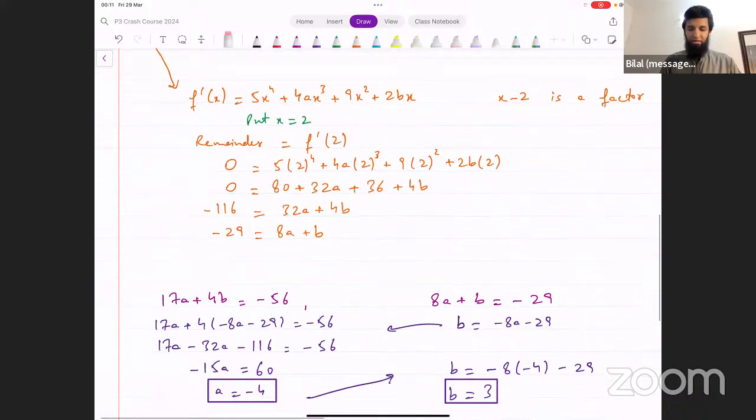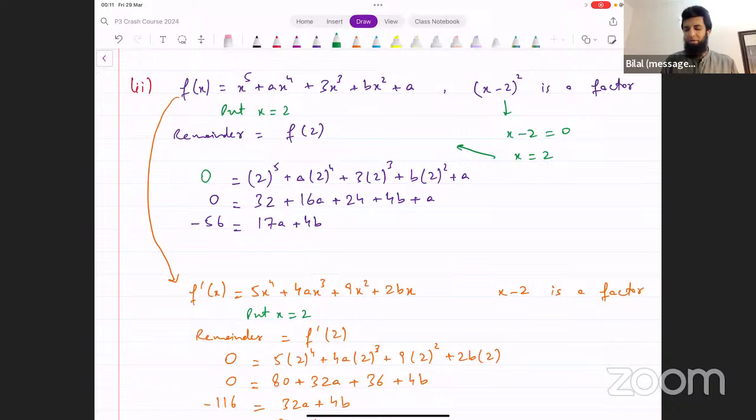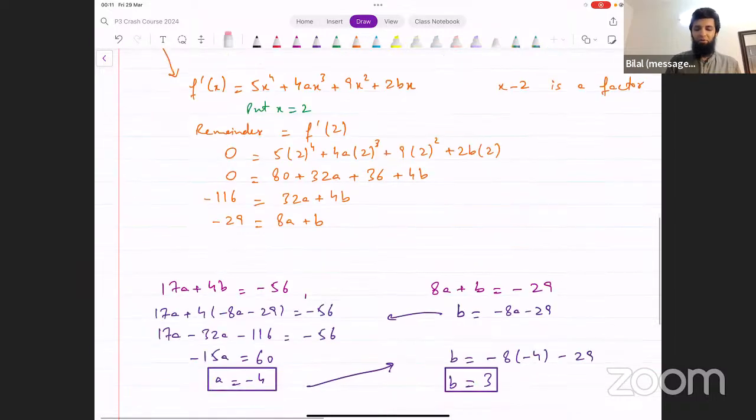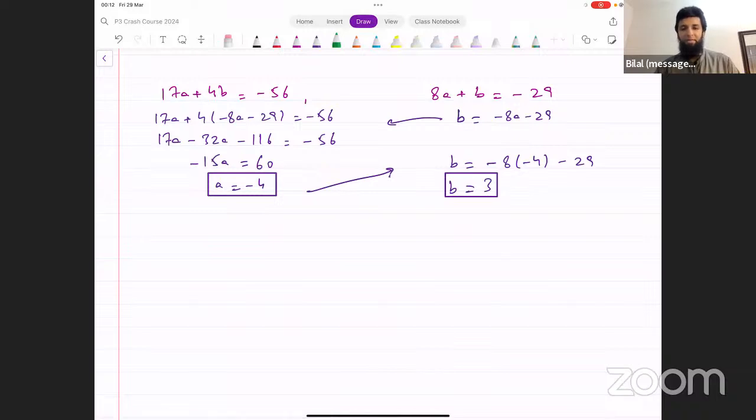We said one equation could be got by putting the remainder from this function equal to 0 when we input x equal to 2. That gives us one equation. And then we find the derivative, put x equals 2 in that as well, because x minus 2 is also a factor of this. And put this remainder equal to 0 as well. That gives us another equation. Solve those two equations simultaneously. And that gives us the values of a and b.